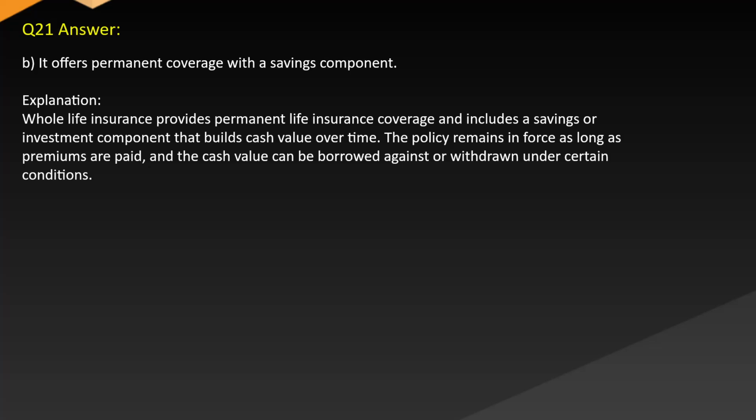Answer: B. It offers permanent coverage with a savings component. Explanation: whole life insurance provides permanent life insurance coverage and includes a savings or investment component that builds cash value over time. The policy remains in force as long as premiums are paid, and the cash value can be borrowed against or withdrawn under certain conditions.